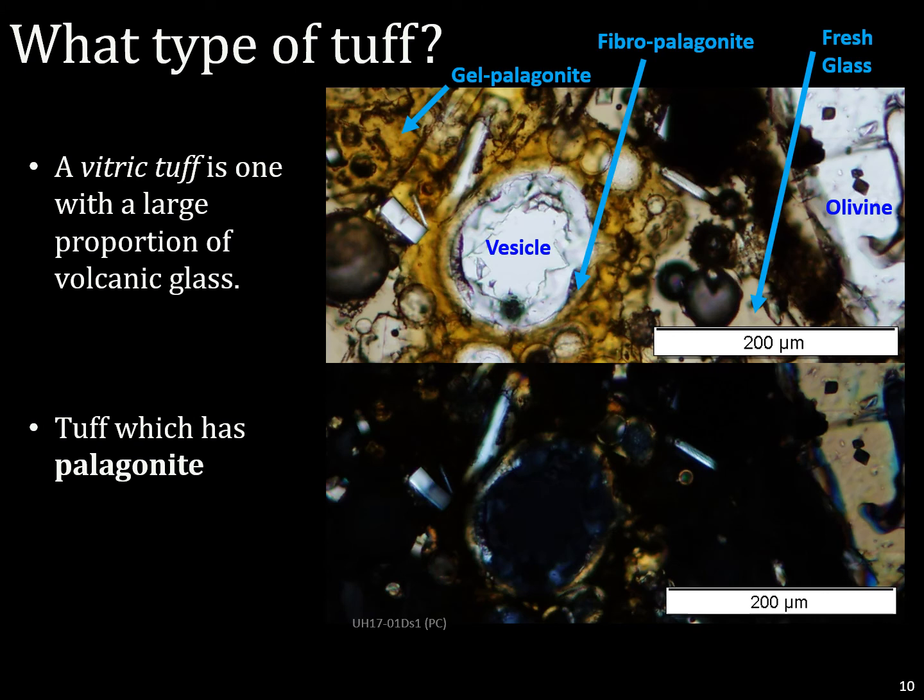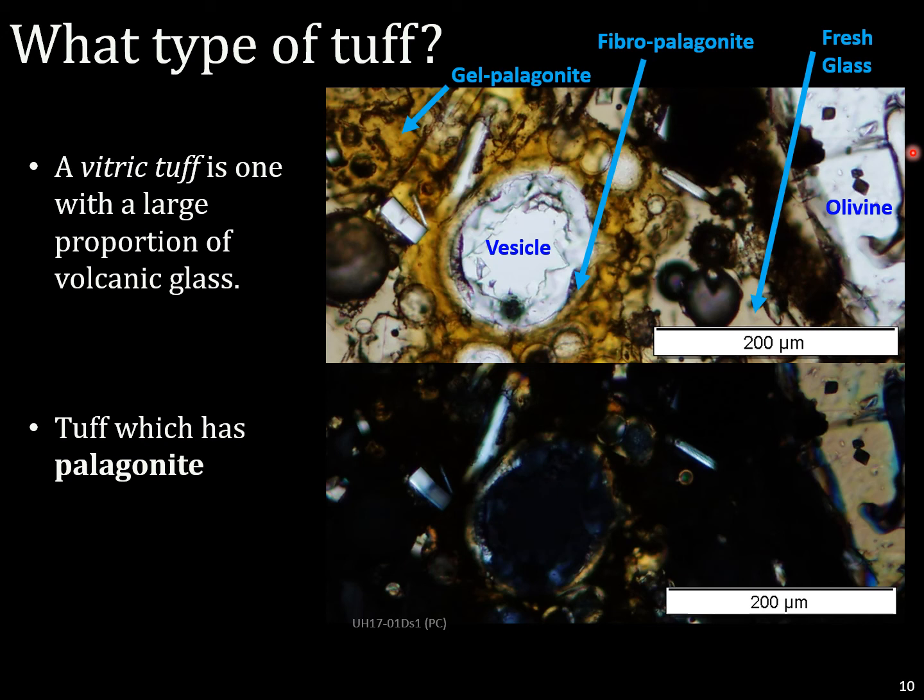So a little bit more on what kind of tuff we want. Well, I said we want a vitric tuff, so we want a lot of volcanic glass. Since we're looking at basalts, that volcanic glass is called sideromelane. But more to that, we want palagonite. Now, palagonite is a secondary alteration of volcanic glass that occurs in the presence of warm water.